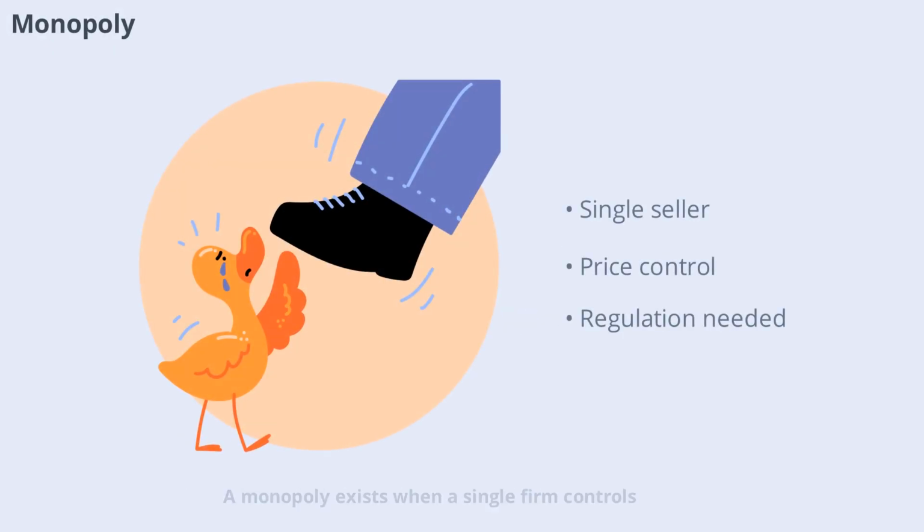A monopoly exists when a single firm controls the entire market for a product or service. This firm can set prices without competition, which can lead to higher prices and less choice for consumers. Governments often regulate monopolies to protect consumers.